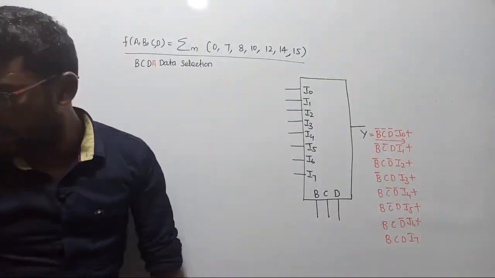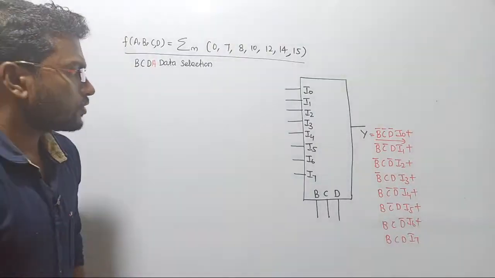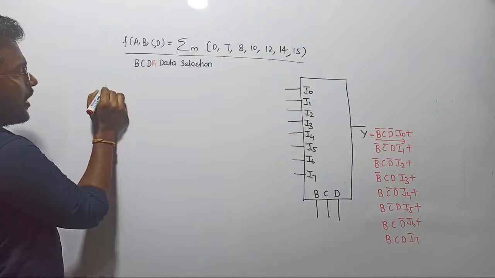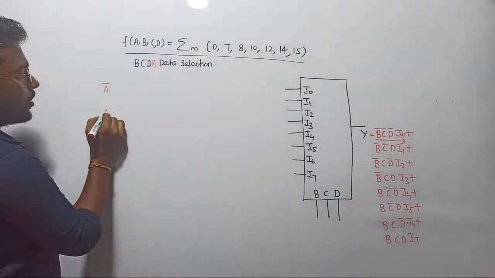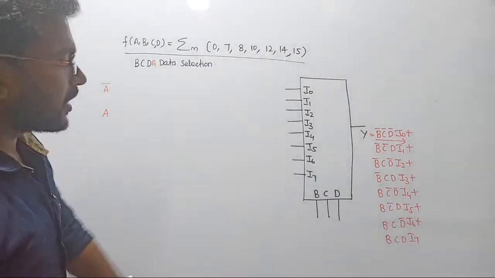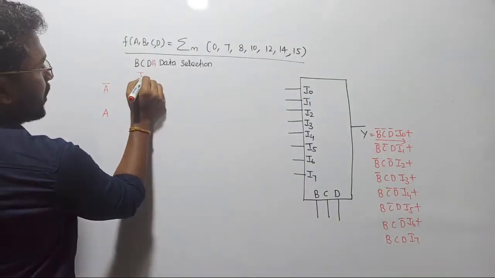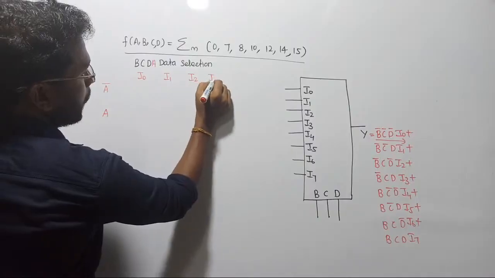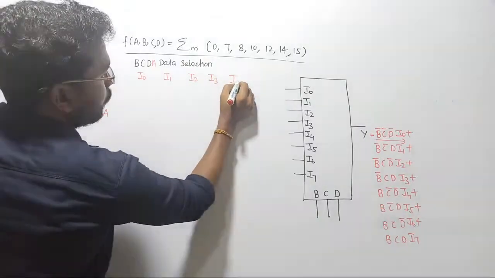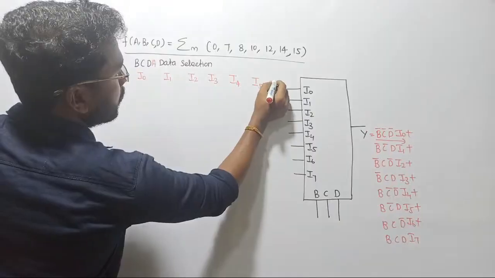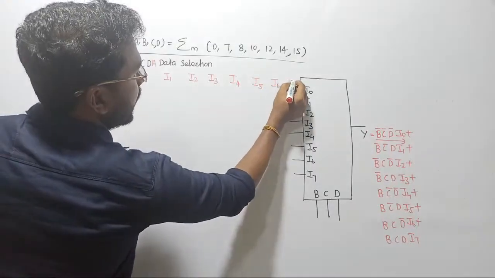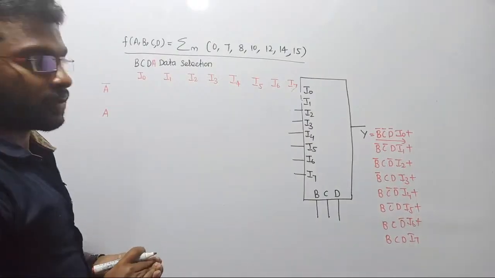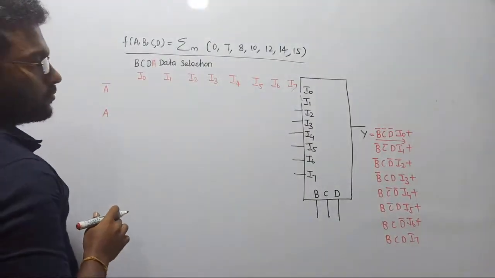Let me realize this. So how will you realize this one? Let's see how to do that. Anyway, which is our input line? A bar and A are going to be the input lines. And how many input lines are we going to consider now? Let me consider I0, I1, I2, I3, I4, I5, I6, I7. So let me consider all these. Okay, let's proceed further.